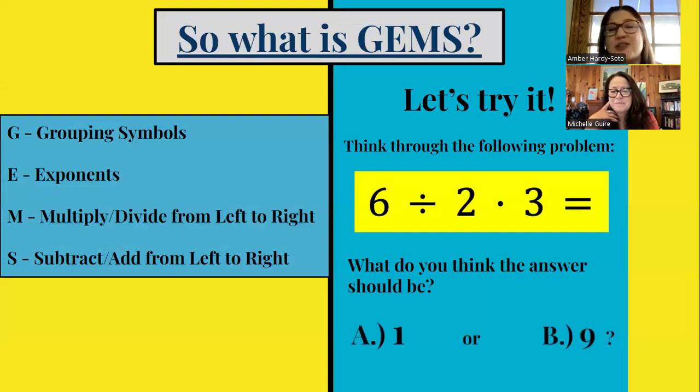And if you got something else, that's okay too. We're going to think through this together. But most people either think it's 6 divided by 2, which is 3, times 3 is 9, or 2 times 3, which is 6, and then 6 divided by that 6, which is 1. We'll find out what the answer is.